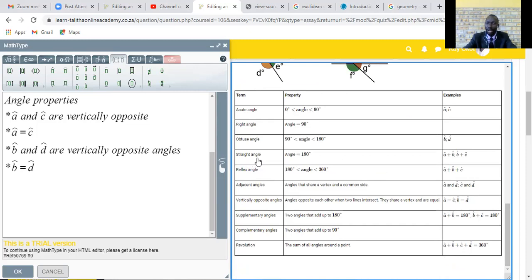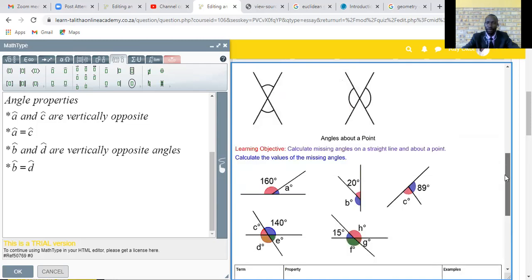Well, the question is, what about straight angles? It turns out that angles on straight lines, also known as straight angles, add up to 180 degrees. What's that supposed to mean? That's supposed to mean angle A and angle B, also angle B and angle C, add up to what? To 180.